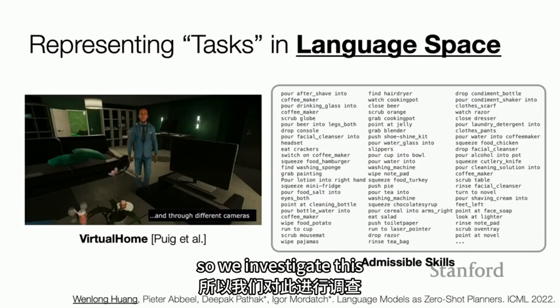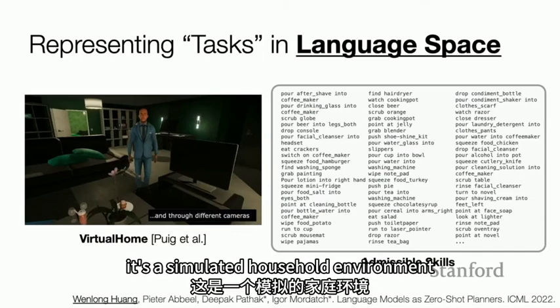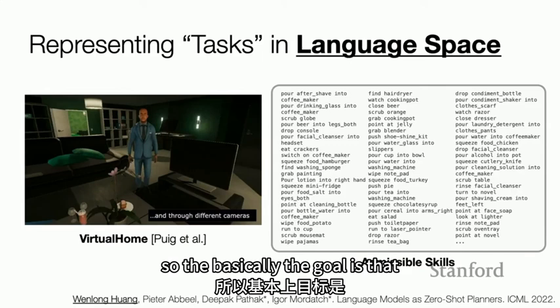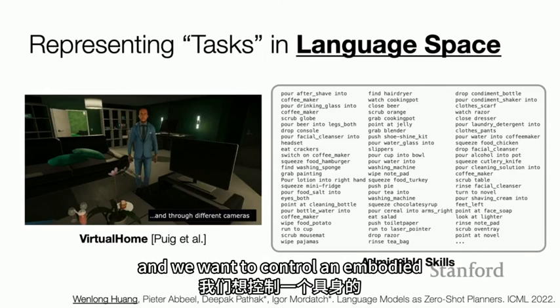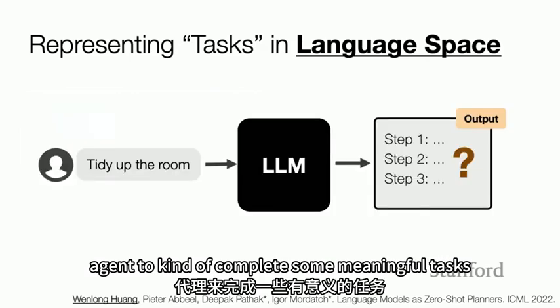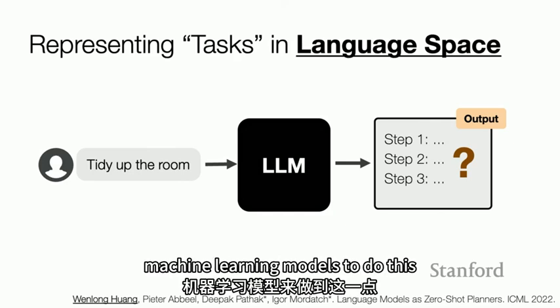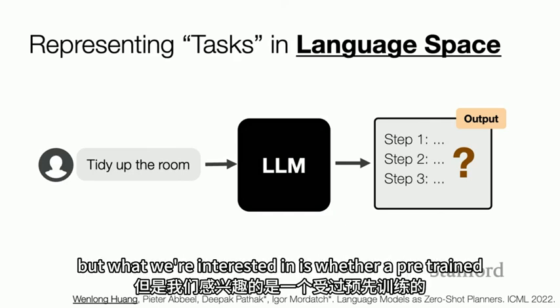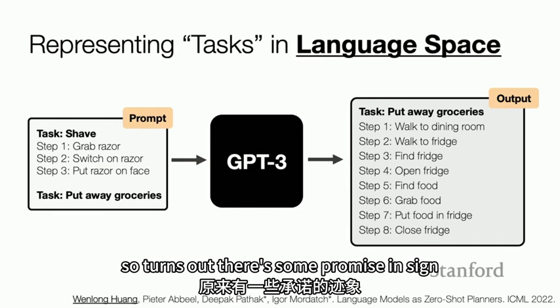We investigated this in an environment called VirtualHome. It's a simulated household environment. Basically, the goal is that you're given a set of admissible skills, and we want to control an embodied agent to complete some meaningful tasks. Some people may have been training machine learning models to do this, but what we're interested in is whether a pre-trained LLM can do it completely zero shot. It turns out there's some promising sign.